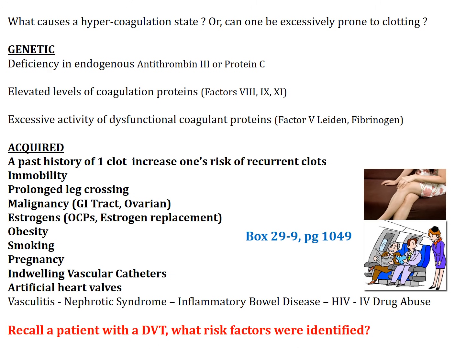What I want you to be able to recall, and I'm going to test you on this on both the quiz and the exam, is everything in black. So everything in black, all those acquired risk factors. I think it's imperative for you to understand what are those acquired risk factors for increased risk of thrombosis. Box 29.9 also has these listed as well. So very important.